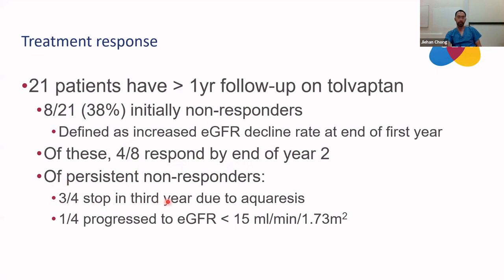Out of the persistent non-responders who continued to non-respond at the end of second year, 3 out of 4 stopped in the third year due to aquaretic symptoms, and only 1 out of 4 wound up progressing to an eGFR less than 15.